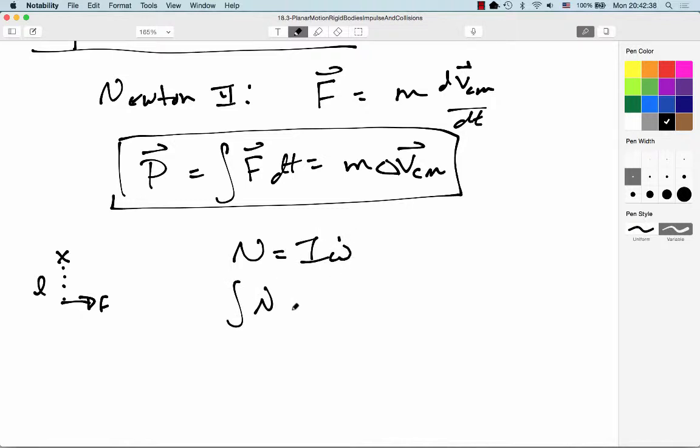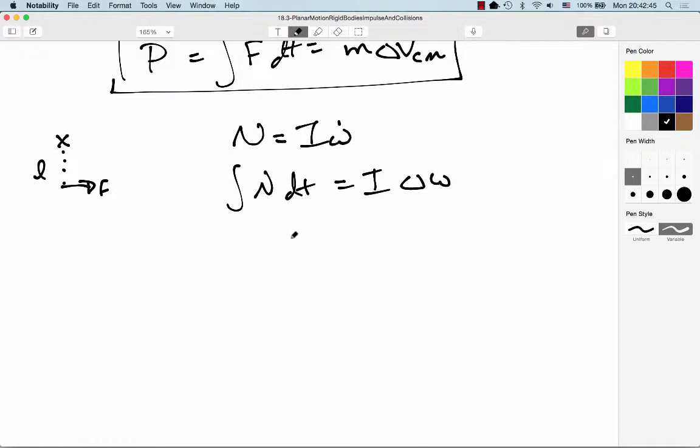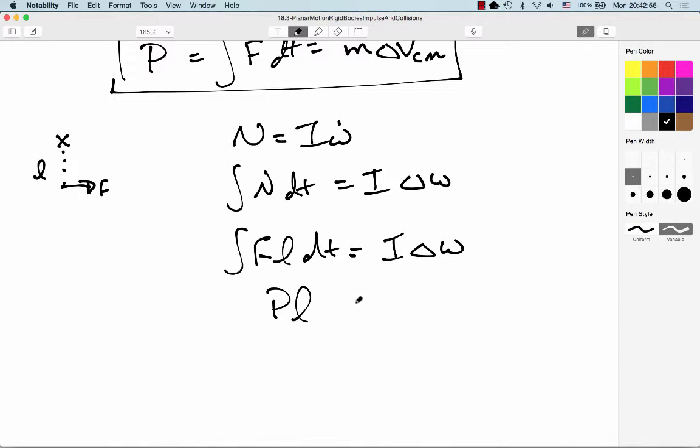So if I integrate that with respect to time, that'll be equal to I delta omega. But the torque is equal to F L, integrated over dt. So I delta omega becomes PL, because L is a constant, equals I delta omega. Or we get that delta omega is equal to PL over the moment of inertia.